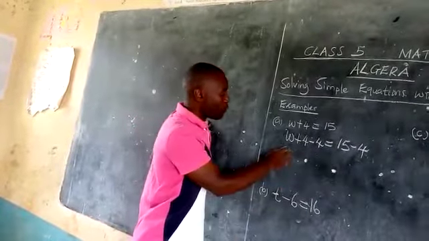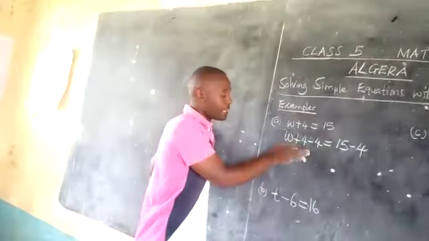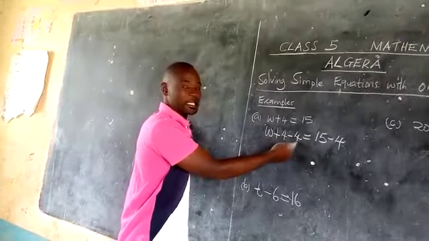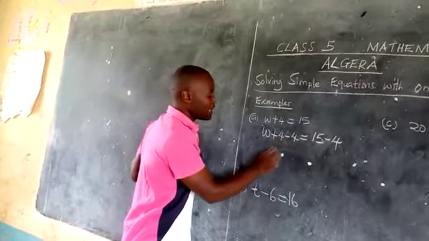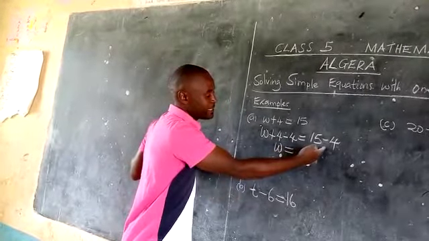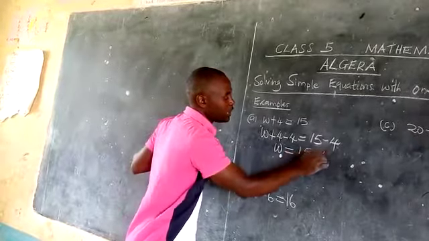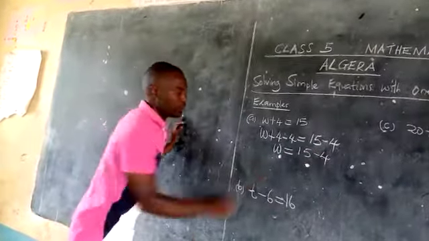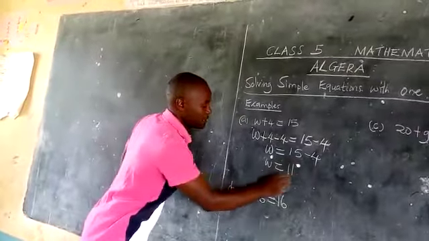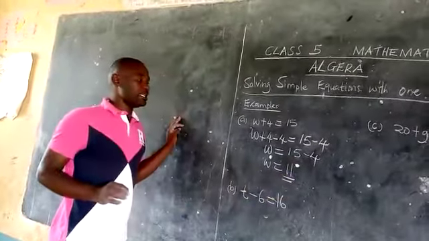So on the left hand side, we shall remain with W because 4 subtract 4 is 0. Now we shall say W is equal to 15 subtract 4. So the value for W will be 11.